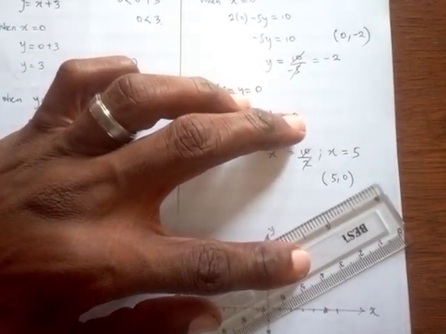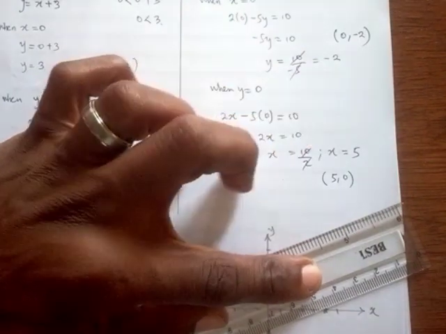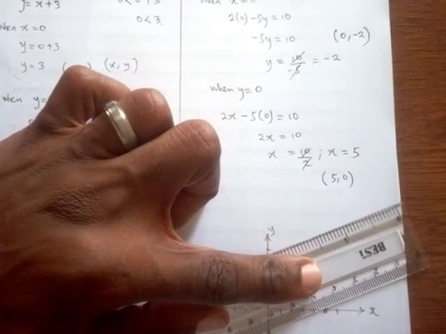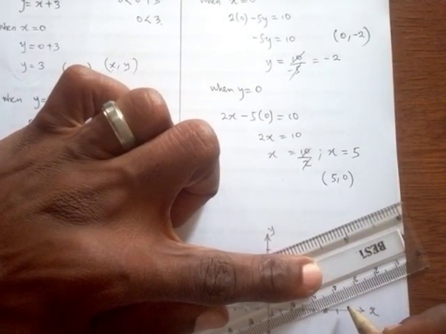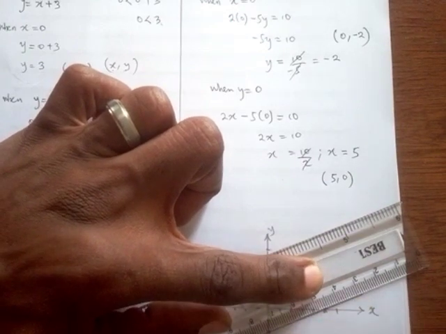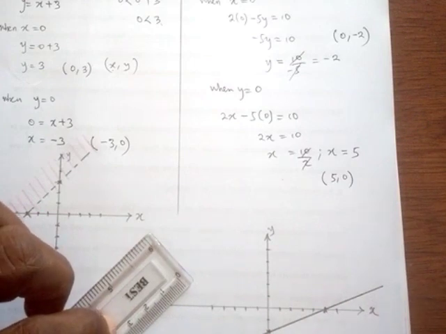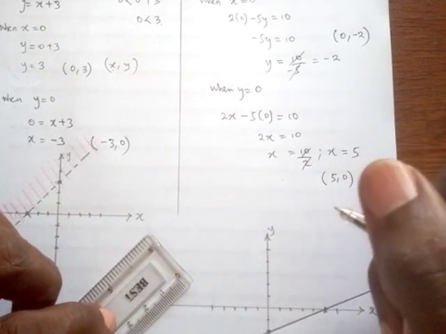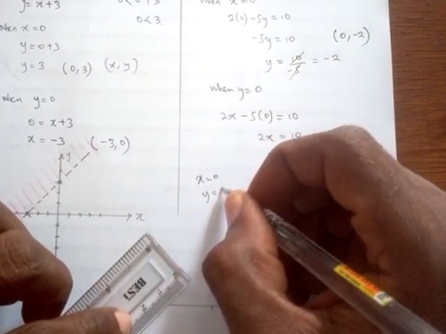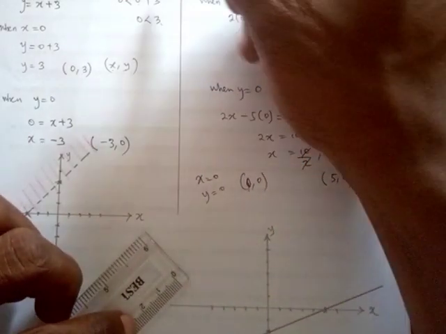So we're going to draw our line passing through these 2 points. Now remember that the inequality says greater than or equal to 10. So it's going to be a thick continuous line. Now we'll carry out another test by assuming that x is 0 and y is 0 in the original inequality.